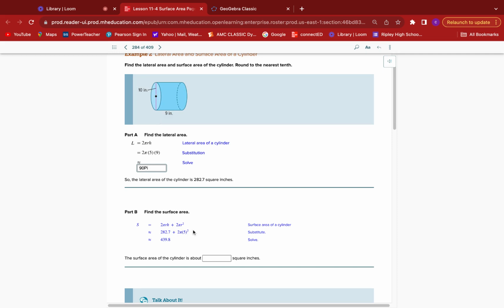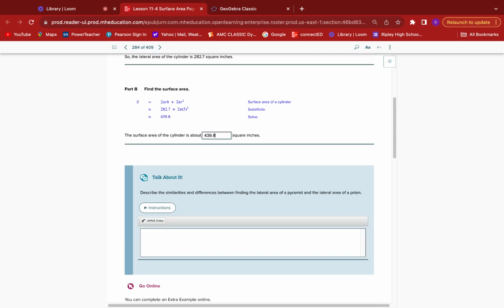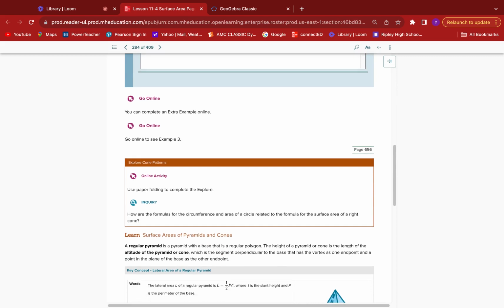Divide by 2 to get your radius, which is 5. So pi r squared for the area of the circle. There's 2 of them. Replace that r with a 5 and grab a calculator. You're going to be looking at 439.8. So the surface area of the cylinder is 439.8 approximate square inches. Like I said, I think cylinders are much, much easier.